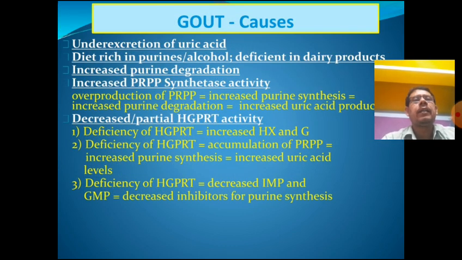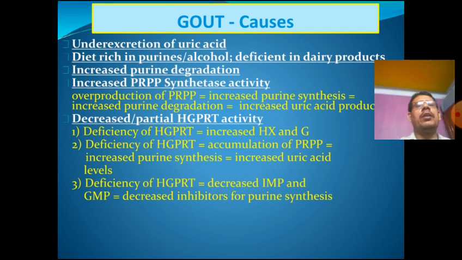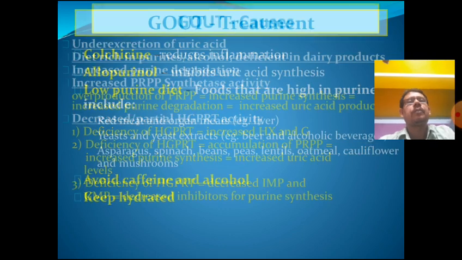So gout is caused by under-excretion of uric acid, a diet rich in purine and alcohol, and deficiency in the dietary product, which increases purine degradation and increases PRPP synthetase activity. If you can minimize these four problems, your gout will be minimized. Overproduction of PRPP increases purine biosynthesis, increases purine degradation, and increases uric acid production. Deficiency of HGPRT decreases the reuse of hypoxanthine and guanine, and accumulation of PRPP increases purine biosynthesis and the uric acid level. Deficiency of the enzyme inhibits the salvage pathway.